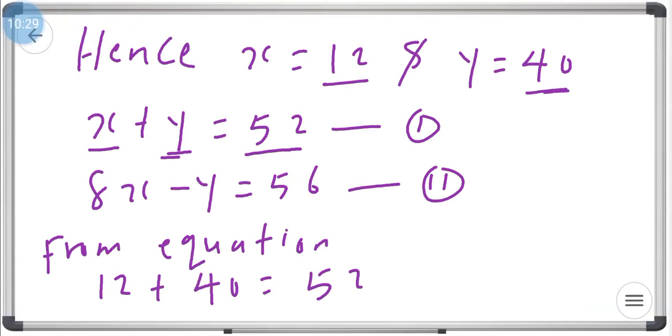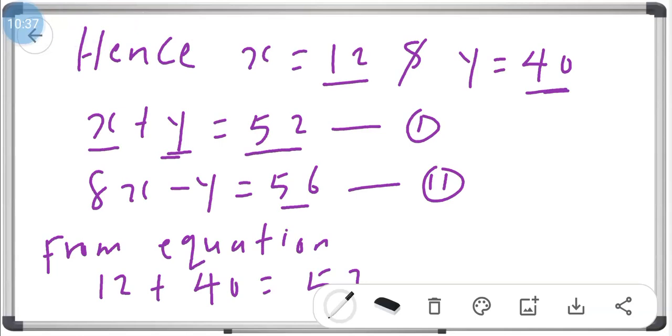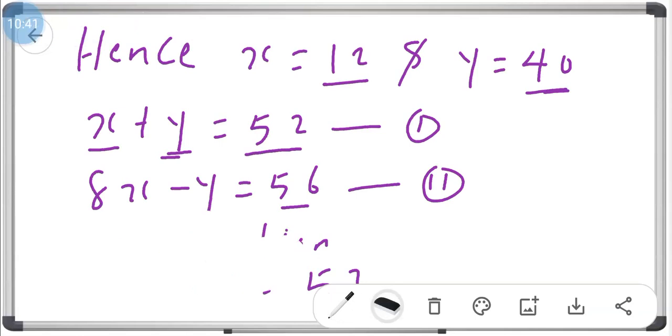So let's now check for the second one as well, which is equation 2. Let's substitute x and y into equation 2 and see if we'll be getting 56 as well. Let me quickly erase this. Okay, good.